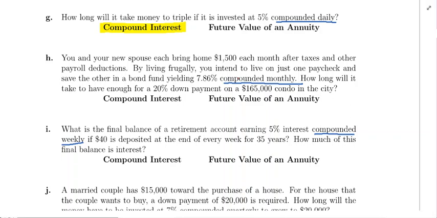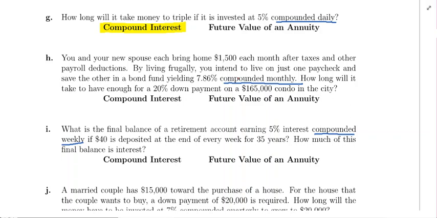By living frugally, you intend to live on just one paycheck and save the other in a bond fund yielding 7.86% compounded monthly. How long will it take to have enough for a 20% down payment on a $165,000 condo in the city? Again, you're saving money. You and your spouse are saving for a down payment on a condo in the city.